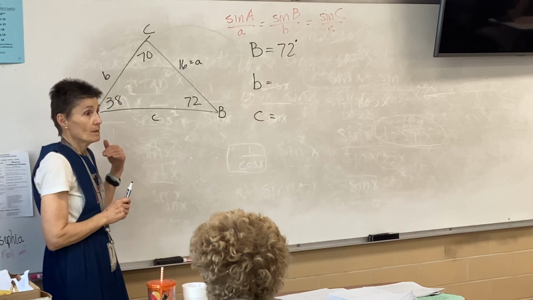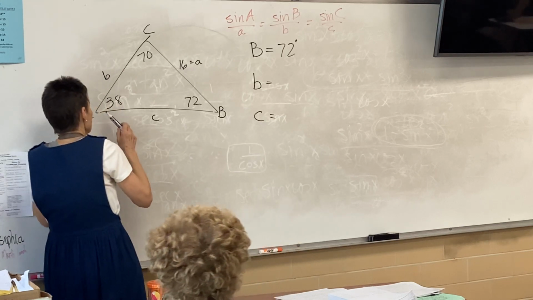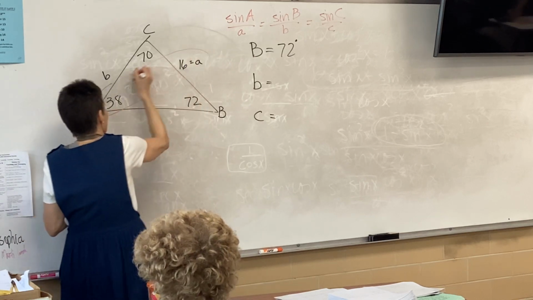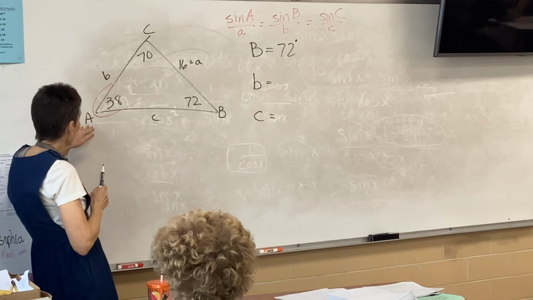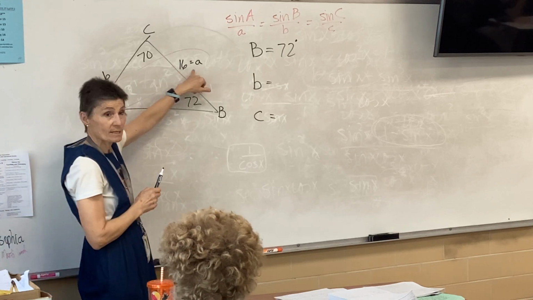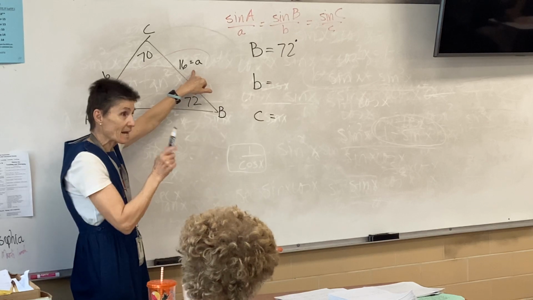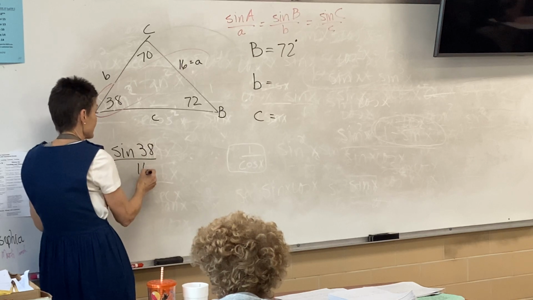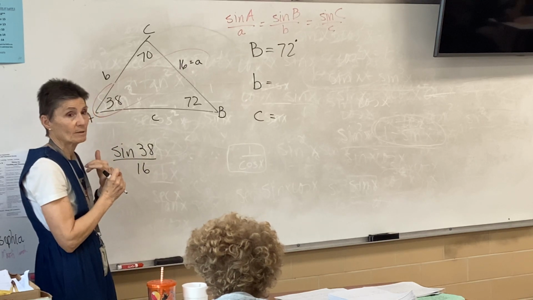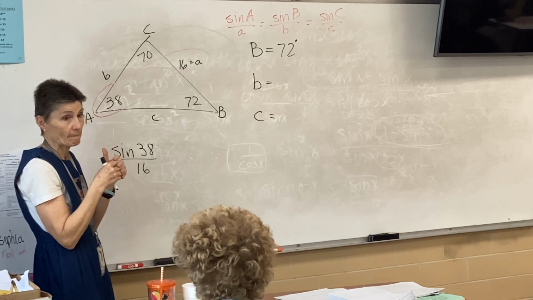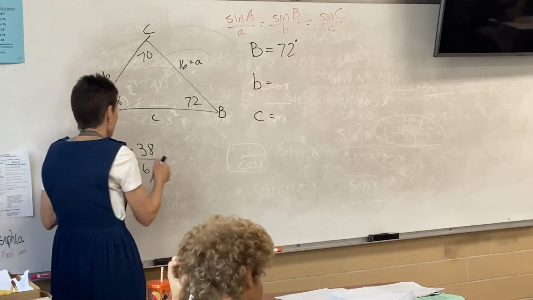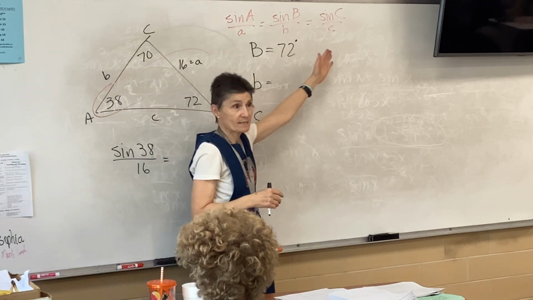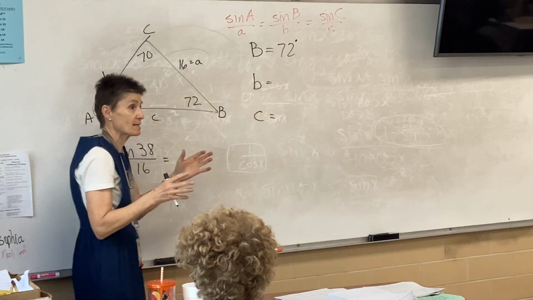Okay? So, let's look at what we've got. Do you see right here, I call this a pair. I know angle A, and I know side A. So that's what I start with. Sine 38 over 16. That's what I start with, the pair that I know. Now, that's going to equal another pair. And you can do either B's or C's. It doesn't matter. The order that you do things doesn't matter at all.